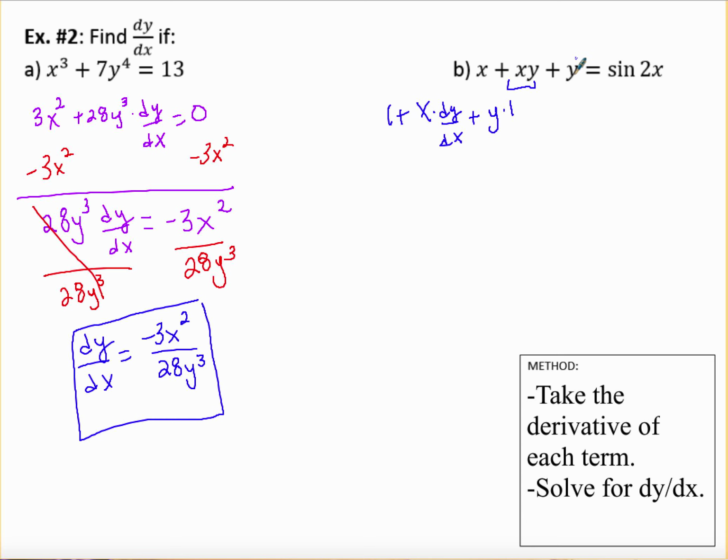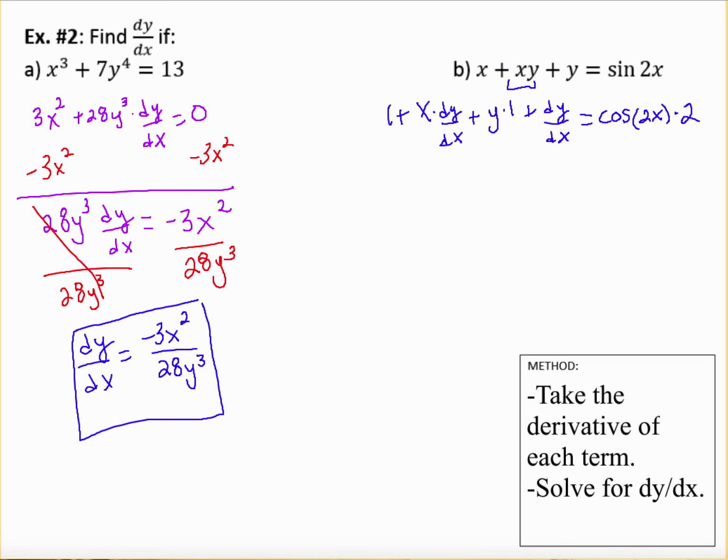And then, plus y, I have to take the derivative of this y. That's just going to be dy/dx. Equals the sine of 2x. That's a chain rule problem. The derivative of sine is cosine. Keep the inside the same, and then multiply by the derivative of the inside. Chain rule. Actually, I'll admit I kind of love the chain rule.